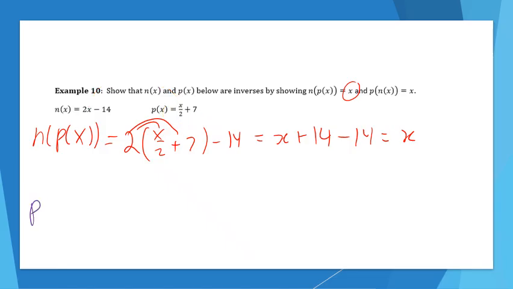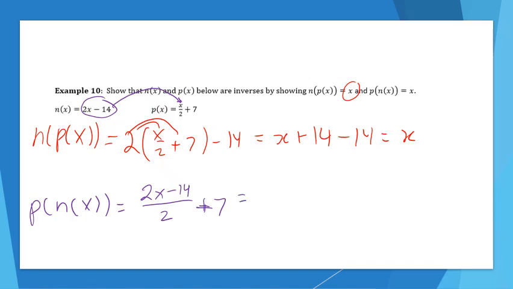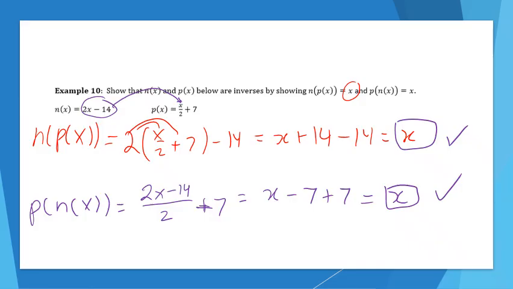So here, let's find p of n of x. I'll use purple here. And so now we're taking n of x and plugging it into x there. So this should be 2x minus 14 over 2, plus 7. This would be equal to 2x over 2 is just x, minus 14 over 2 is just minus 7, and then that plus 7 on the outside. This should be left with x, and so because we have x for both of those, that's showing that they are inverses of each other there.